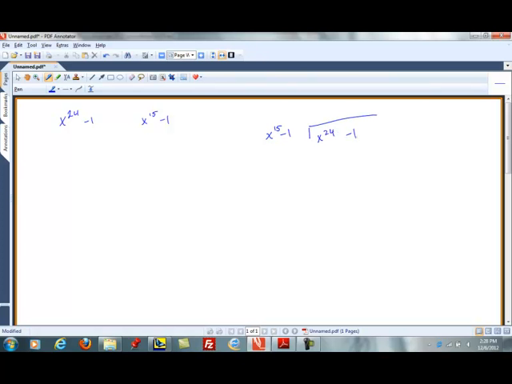How many times does x to the 15 go into x to the 24? X to what power? Ninth power? Yes. So that's x to the 24 minus x to the 9. Subtract it. You're going to have an x to the 9th minus 1, and x to the 15th doesn't go into that. So I'm going to keep track of it over here on this side. And you're going to have x to the 24 minus 1 is equal to x to the 15 minus 1 times x to the 9 with a remainder of x to the 9th minus 1.